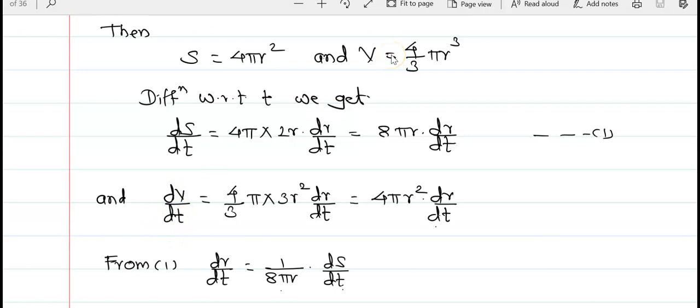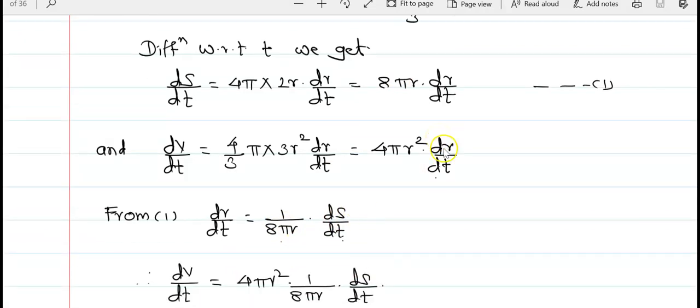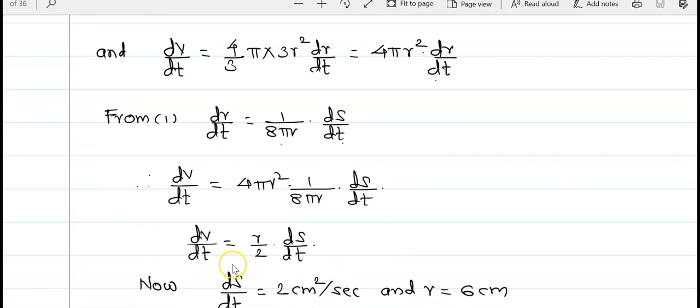Differentiate this V with respect to t. That is dV upon dt is equal to 4 upon 3 pi into 3r square into dr upon dt, that is 4 pi r square into dr upon dt. Therefore, from this one, dr upon dt is equal to 1 upon 8 pi r into dS upon dt. Substitute the value here: dV upon dt is equal to 4 pi r square into 1 upon 8 pi r into dS upon dt. Therefore, you will get dV upon dt is equal to r upon 2 into dS upon dt.